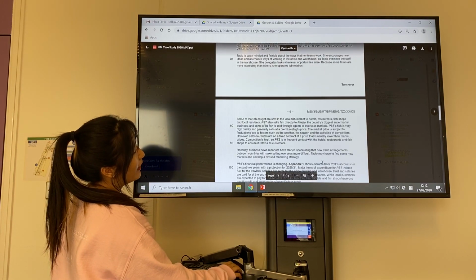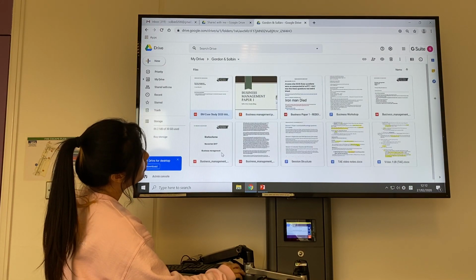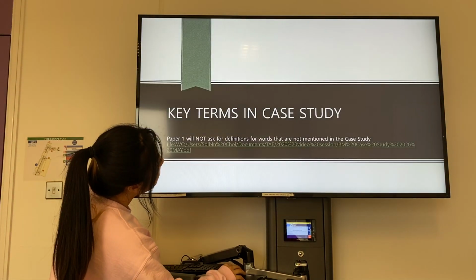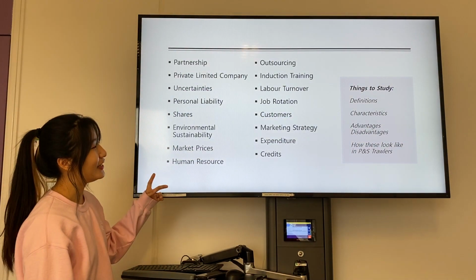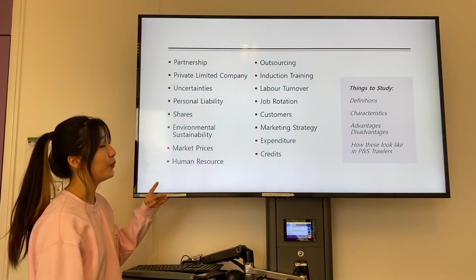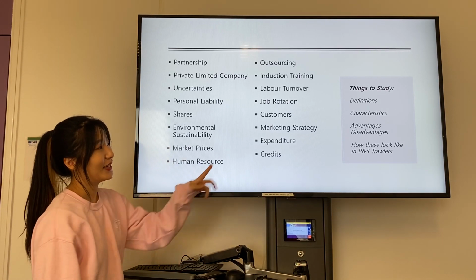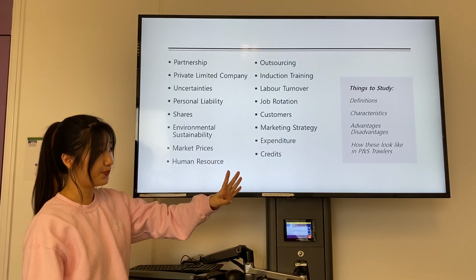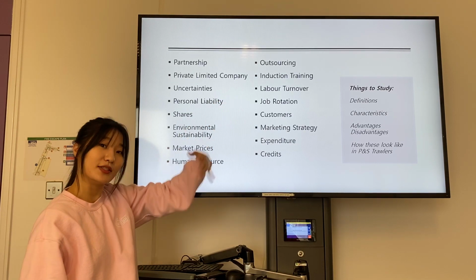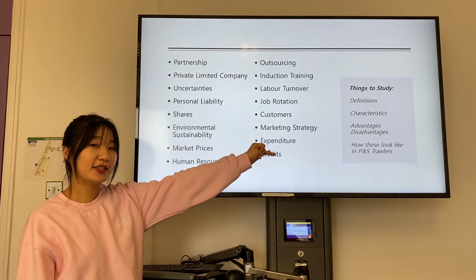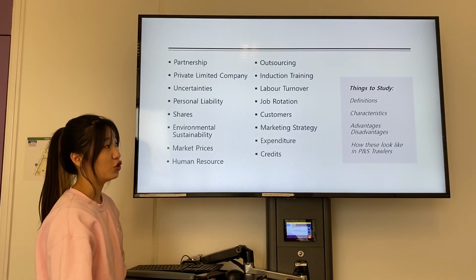So having been through the case study, these were some key terms that were mentioned. Okay, partnership likely mentioned. So what you have to do for each of these key terms is find the definitions, memorize them. If not, characteristics. So what are some characteristics of job rotation? How is it done? Advantages, disadvantages, and applications. How these look like in P&S Trawlers.